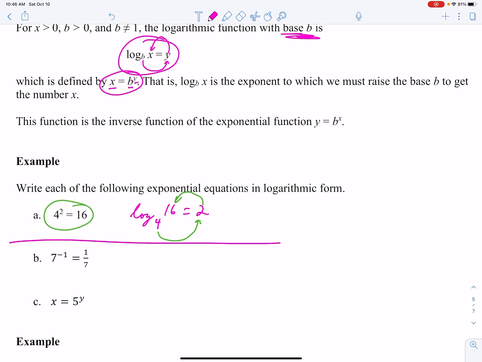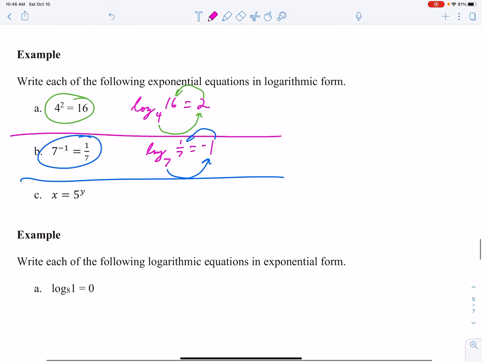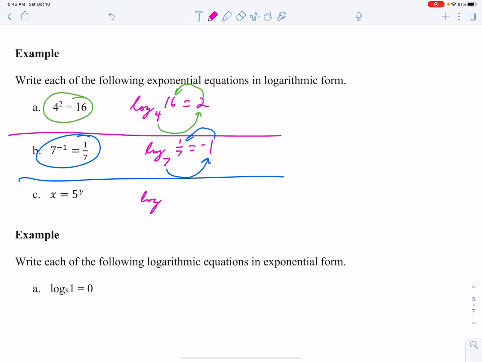So we have 7 to the negative 1 power equals 1/7. So we write it like this. Log base 7 of 1/7 equals negative 1. And again, we check it. 7 to the negative 1 power equals 1/7. There we go. Okay? All right, and one more using some variables. So this one will be log base 5 of x equals y. Same thing we did before, right? 5 to the y power equals x. There we go.